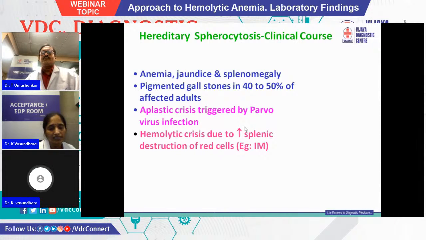And when a hereditary spherocytosis patient is exposed to parvoviral infection, there is a suppression of erythropoiesis. So there is no compensatory erythropoiesis. The lysis is going on, but there is no compensatory erythropoiesis because of the parvoviral infection. It leads to catastrophic anemia. So aplastic crisis is a major problem encountered in case of hereditary spherocytosis when exposed to parvoviral infection.